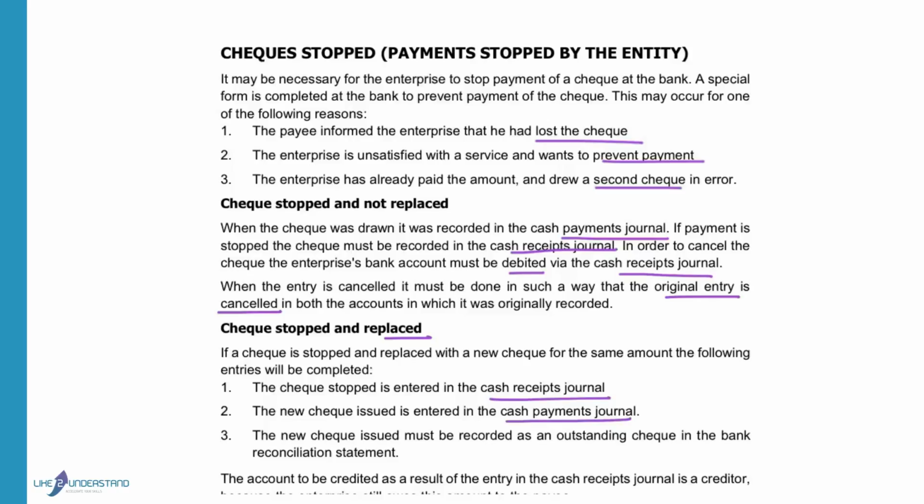And a new cheque issued must be recorded as an outstanding cheque in the bank reconciliation statement. So because you only issued the cheque now, it is impossible that that person could have banked it. So it means that the bank will pay out this cheque in the future. Therefore, you must record it as an outstanding cheque on the bank reconciliation statement.